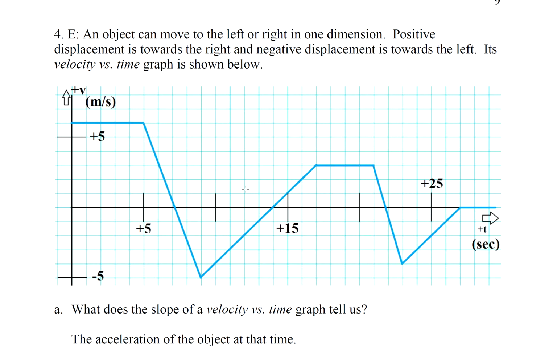So those problems were displacement versus time graphs. Now we're given a velocity versus time graph. An object can move to the left or right in one dimension. Positive displacement is towards the right and negative displacement is towards the left. Its velocity versus time graph is shown below.